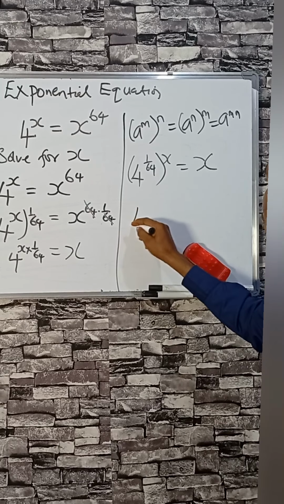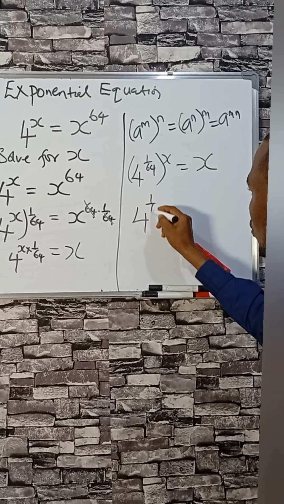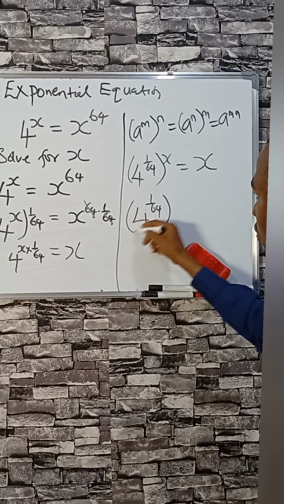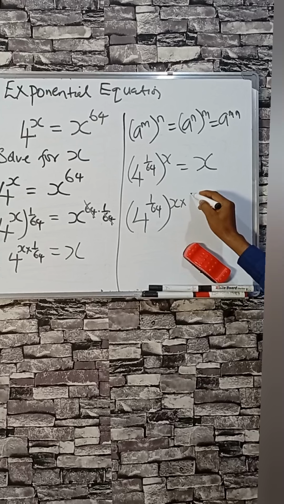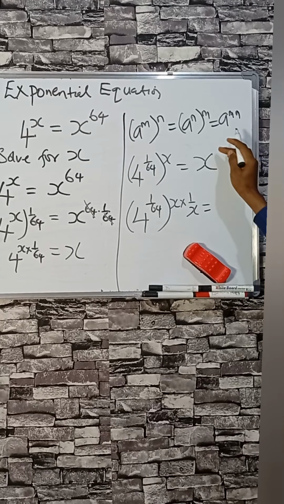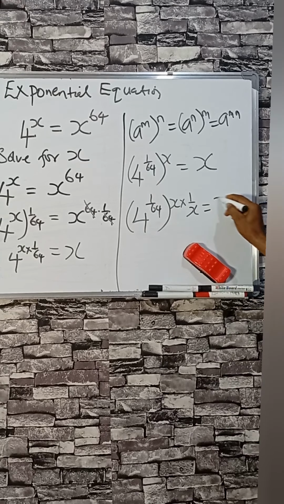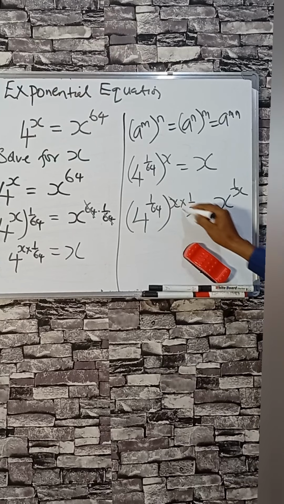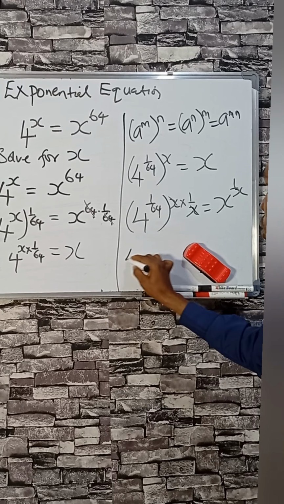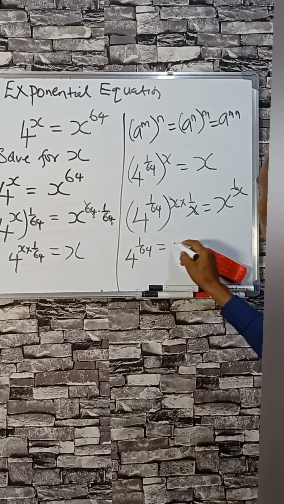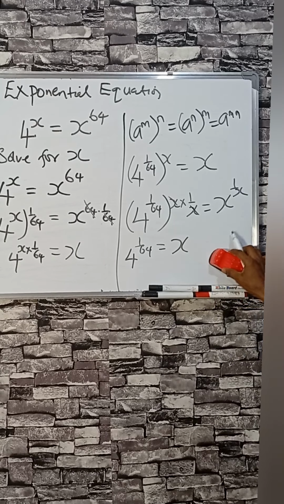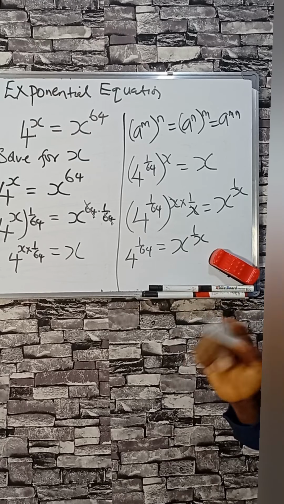4 raised to the power of 1 over 64 raised to the power of x. This and this are multiplying, then times 1 over x. I want to multiply the powers on both the left hand side and the right hand side by 1 over x. I have done so to this side, then the same to this side. If that happens, this and this will go. So we'll have 4 raised to the power of 1 over 64 equals x raised to the power of 1 over x. We are going somewhere.